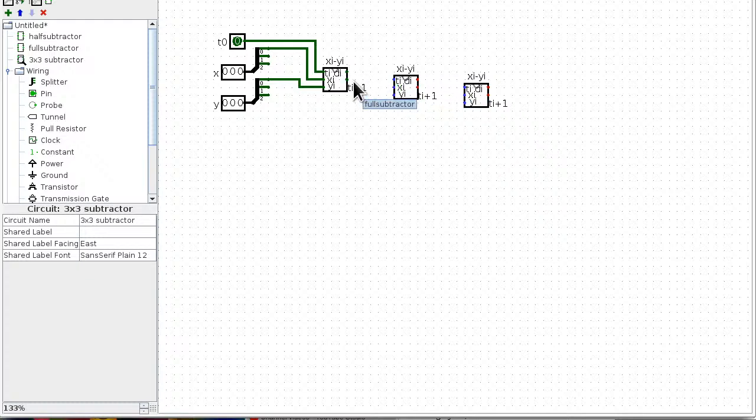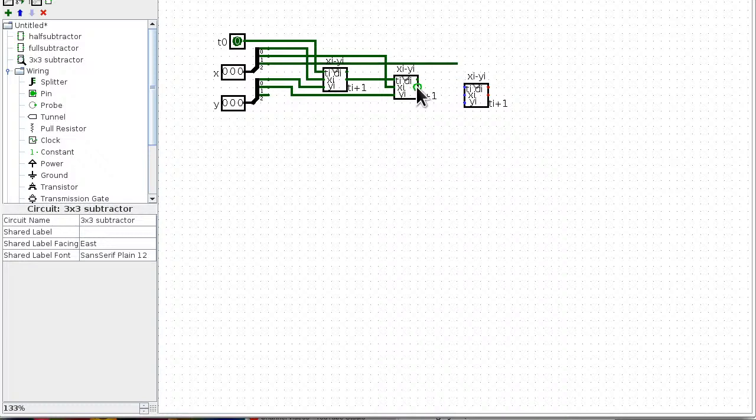All right, so we have to take the output TI plus 1 to TI of the next full subtractor, and then DI goes to its own output pin, so we'll hook up those later on. Now we need to take bit 1 of X and hook it up to XI, and then we take bit 1 of Y and hook it up to YI, and here's the last one.